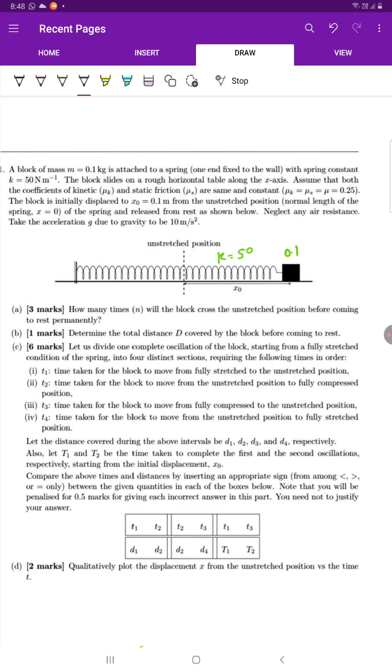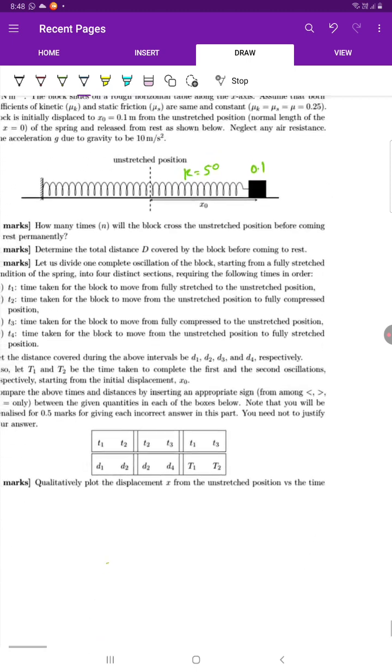First question says: how many times will the block cross the unstretched position before coming to permanently rest? Second question says: determine the total distance covered by the block before coming to rest. Third question is a bit bigger one, and you have to basically do some analysis and comparison. And fourth question is about rough graph plotting.